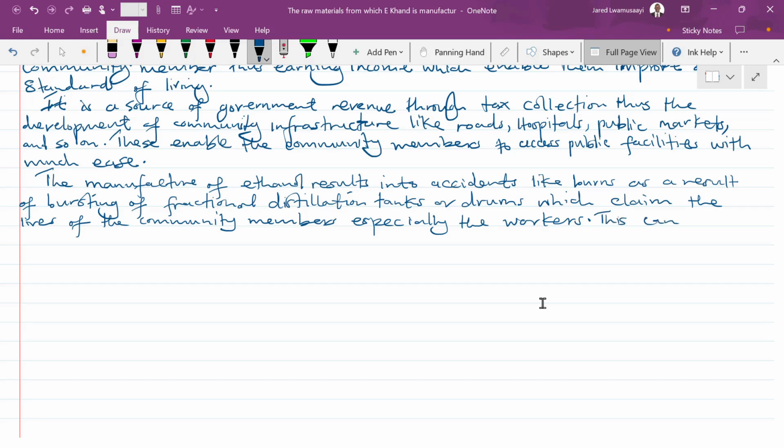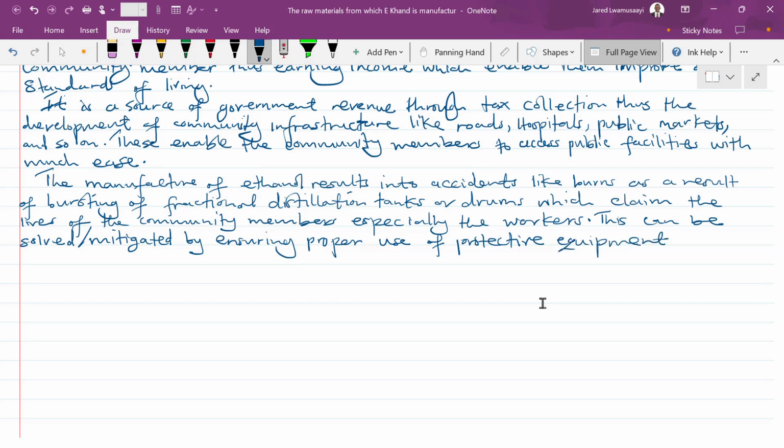This can be solved or mitigated by ensuring proper use of protective equipment and distancing themselves from the distillation tanks, stock drums.